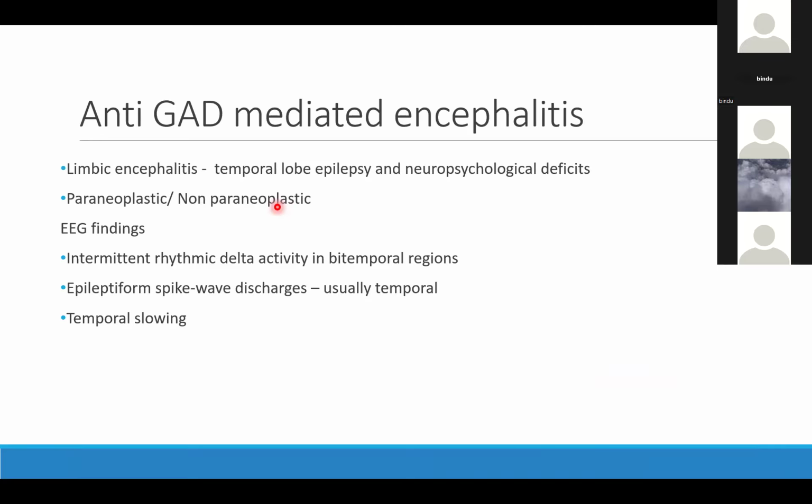Coming to anti-GAD mediated encephalitis, it is a type of limbic encephalitis where temporal lobe epilepsy and neuropsychological deficits may be seen, and it can be paraneoplastic or non-paraneoplastic. Common EEG findings include intermittent rhythmic delta activity in bitemporal regions. Epileptiform spike and wave discharges are predominantly temporal, and patients can have temporal slowing as well.